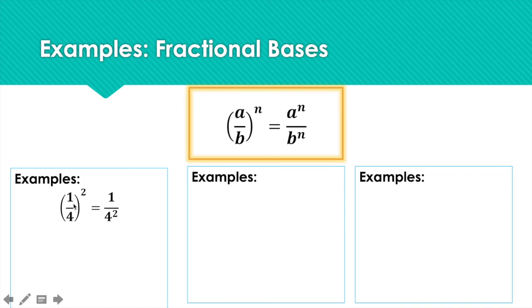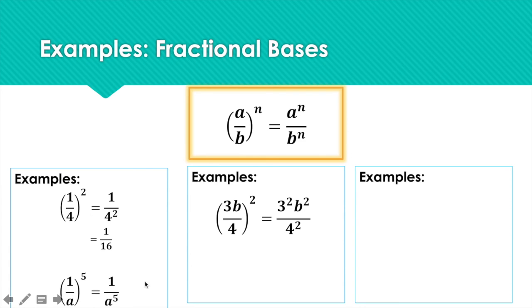So here, our first example, we've got a quarter squared. That's the same as 1 over 4 squared. So our 1 also has a little squared up the top, but 1 times 1 is just 1. Now, if we wanted it in index form, we'd leave it as 1 over 4 squared. If we wanted it fully expanded, we'd go 1 over 16. And that's the same for 1 over a to the power of anything. Our 1 gets to the power of 5 and our a gets to the power of 5.